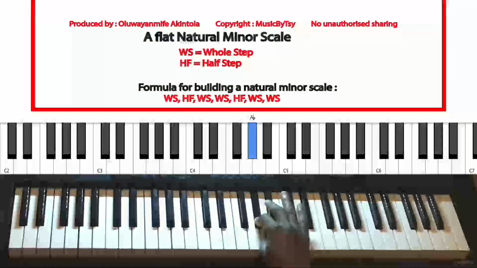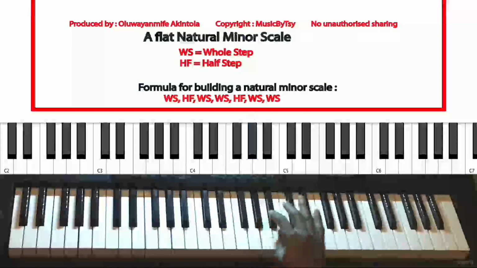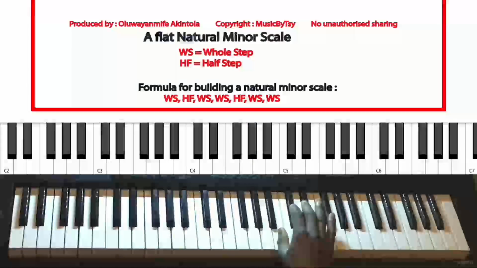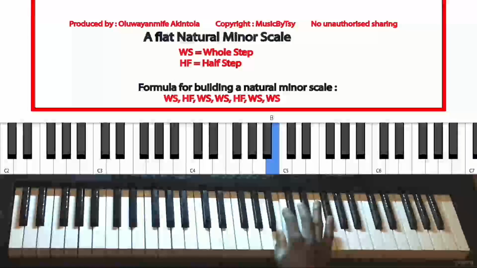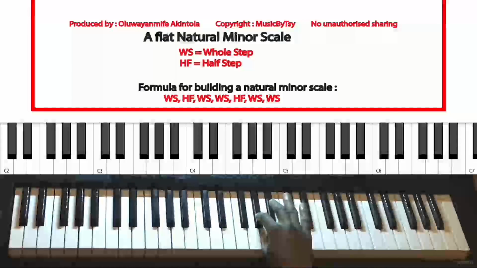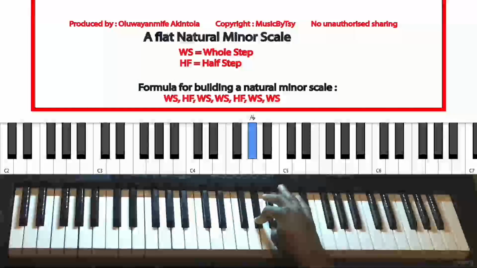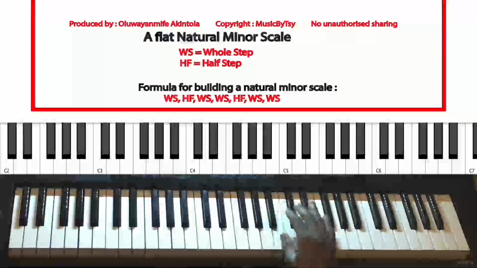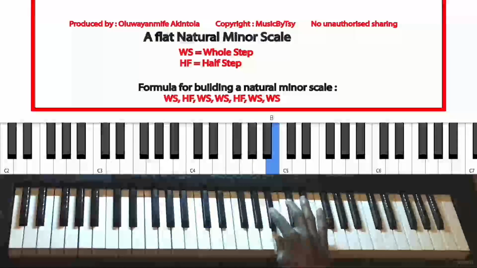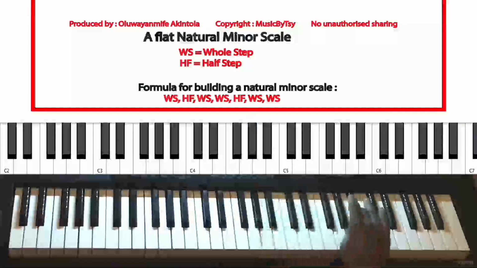Now, what does that mean? Well, this means that the set of unique keys that are in the B major scale are the same set of unique keys that are in the A flat natural minor scale. Now, in order to figure out the A flat natural minor scale, all we have to do is just play the B major scale, starting from the key of A flat and finishing at the key of A flat. And that is going to be our A flat natural minor scale.